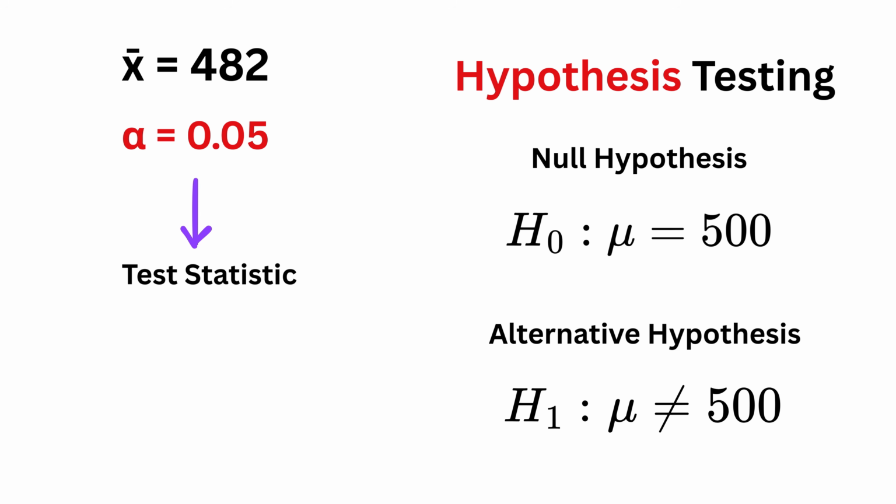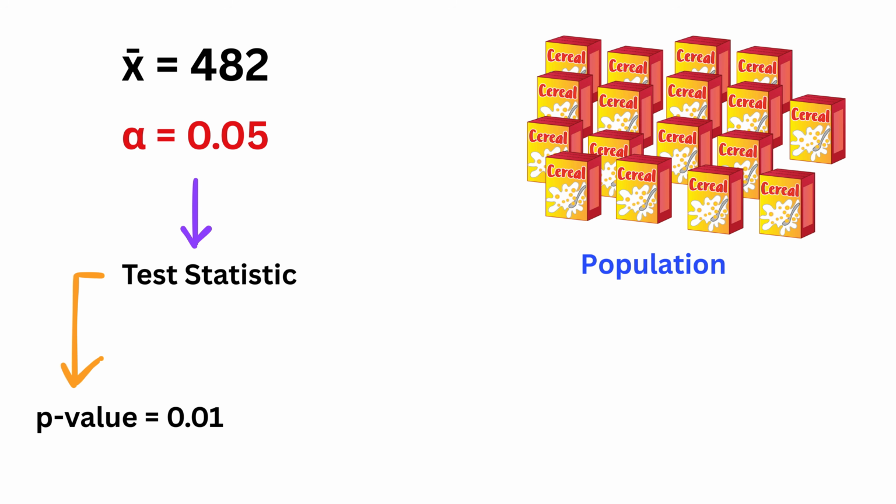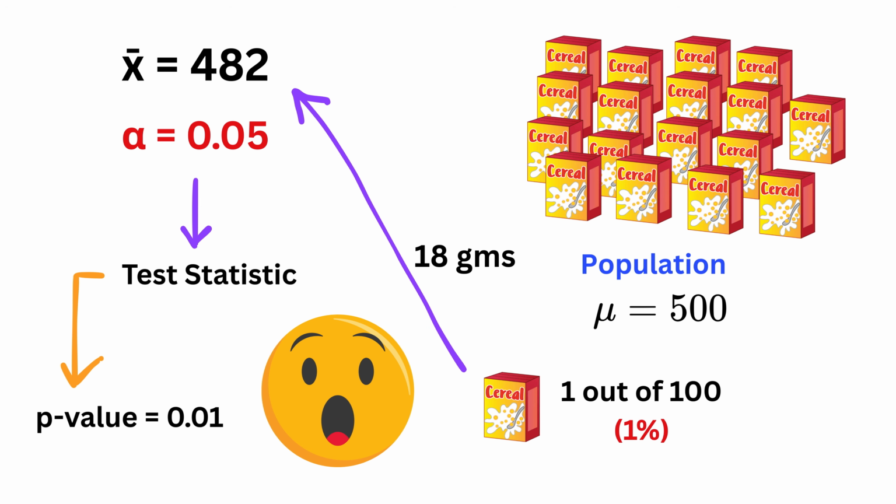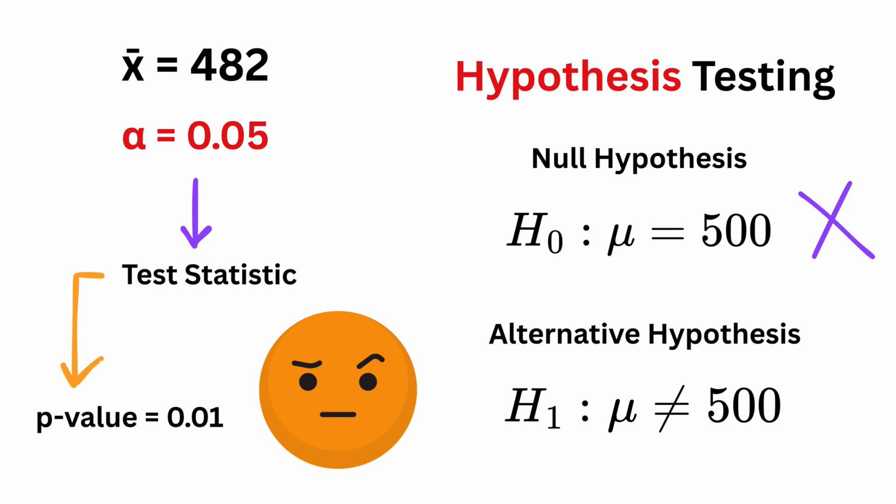Now you compute the test statistic, and from that you compute something called a p-value, which, let us say, turns out to be 0.01. What does that mean? It means out of all the boxes in the universe that the company produces, only about 1 out of 100 would randomly come out this low if the true average is really 500 grams. In simple words, getting a difference of 18 grams is a big deal. It rarely happens if the true average is really 500 grams. Thus, you start doubting the company and hence reject the null hypothesis.